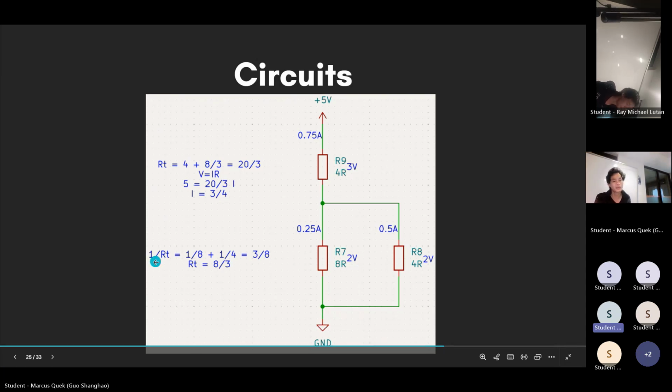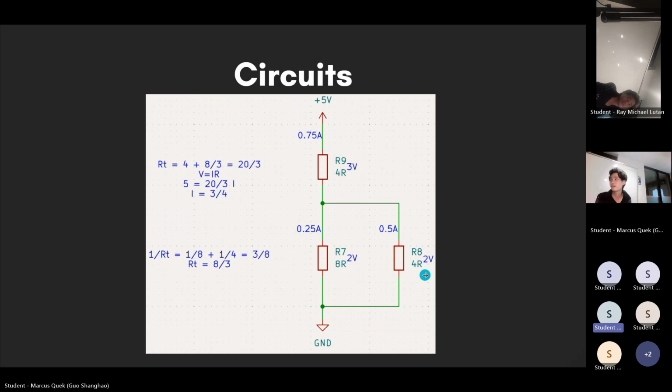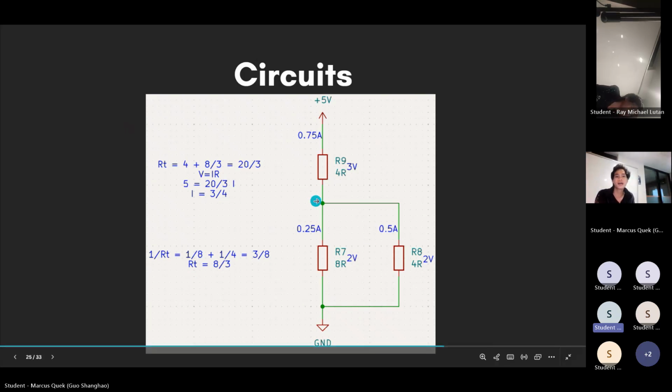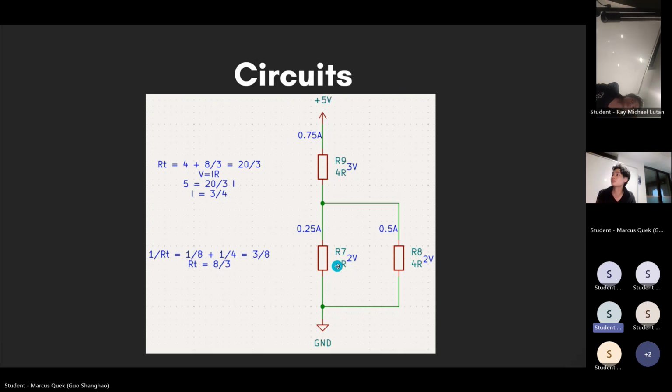Easy. So we have 1 over the total resistance is 1 over 8 plus 1 over 4. Remember, we're adding up reciprocals for parallel circuits. So we get 3 over 8 as the reciprocal of total resistance. This is 3 over 8 ohms. Okay, so therefore my total resistance is 8 over 3 ohms for this parallel system. So I can replace this whole parallel system with a single resistor here and ignore this much. And this resistor is 8 over 3 ohms. So you resolve parallel first, then you add it up.